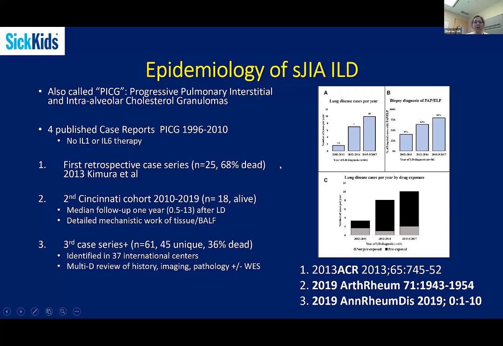This disease has actually been described for a long, long time. The first case reports of this lung disease associated with SJIA were from around 1996, so it's been around for a long time. But what is alarming is that in the last decade, there has been an increasing number of cases reported, particularly across North America. This is really concerning rheumatologists, and so they've been able to describe the epidemiology and the prognosis of this disease much more.